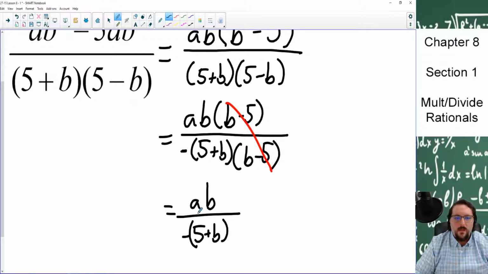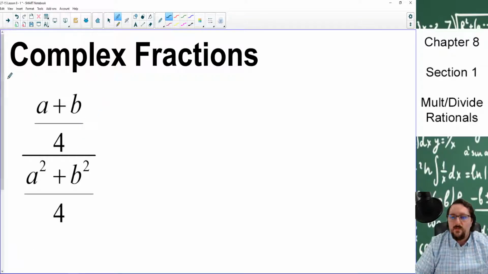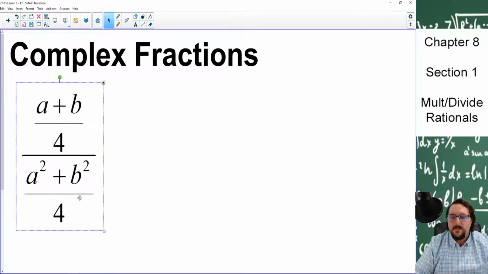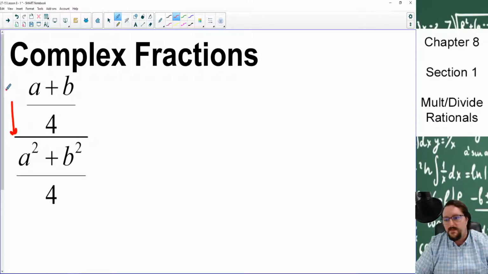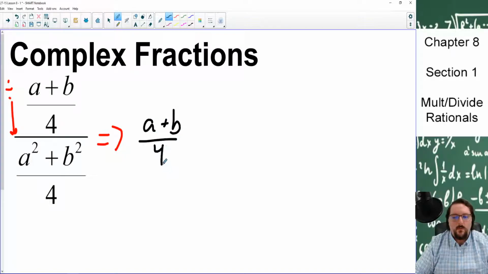Okay. I believe I have one more for you. So again, actually this is more than a pause, another concept at least. Complex fractions. Well, I can almost hear a couple of you guys going, what the heck is this? Well, it looks really terrible, but it's not actually that bad. See, this guy just means division. So this whole big thing literally just becomes a plus b over 4 divided by a squared plus b squared over 4.